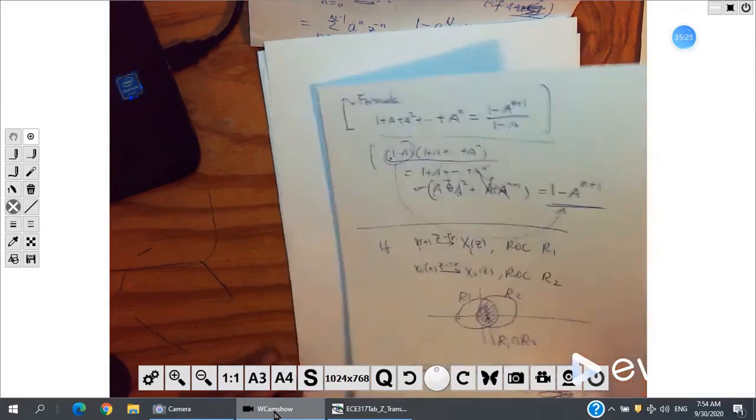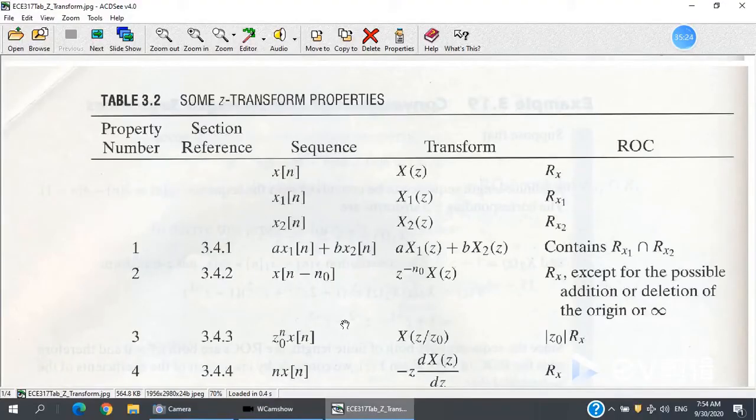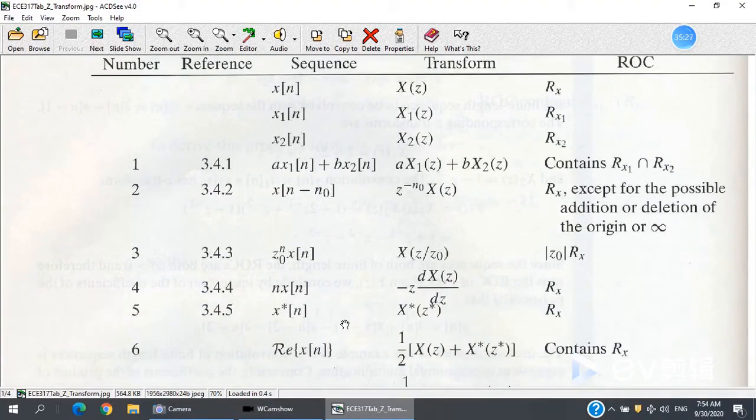And we have more terms. The second one is a shift. x of n minus n0 is a shift of the signal x. In the z domain, after the transform, it is still capital X of z, but you need to multiply by another function, z to negative n0. The n0 is the distance of your shift. How far did you shift the signal? You shift by n0, and there's a negative n0 here.